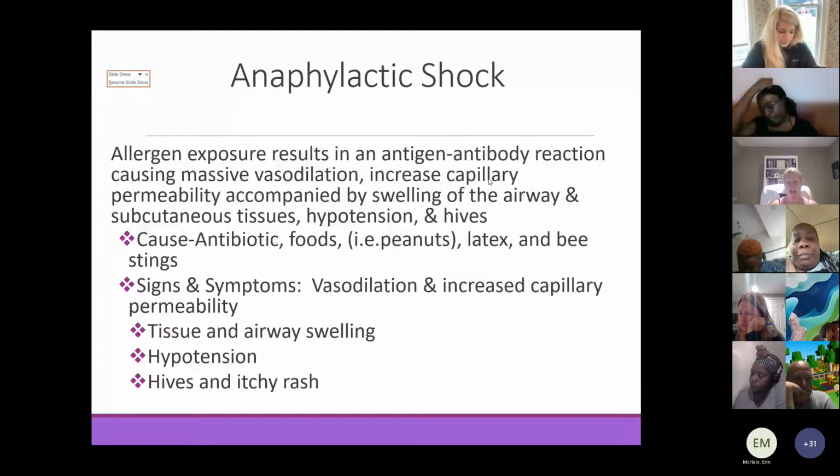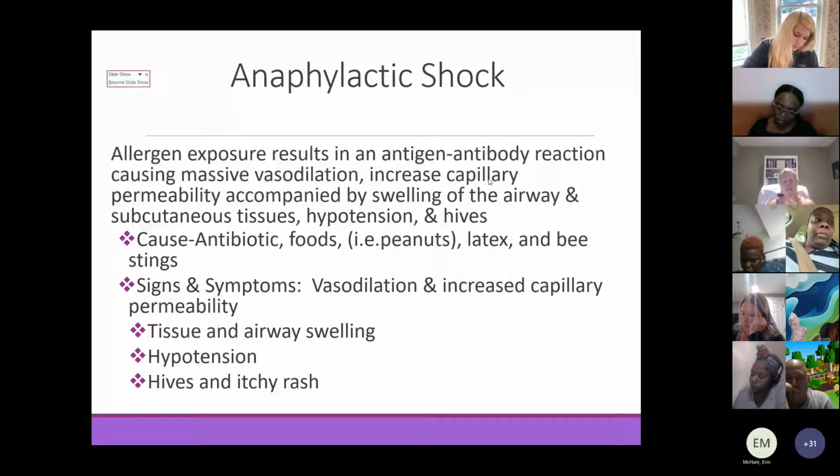So anything can cause anaphylactic shock. Obviously, foods is a big thing. Medications is another thing. Latex, people that are allergic to bees and spiders, things like that. So signs and symptoms: low blood pressure, because we're having that vasodilation. They may have hives, they may complain that they're itching, you may see a rash. You may not see anything on the outside, but they may complain that they're having difficulty breathing. So that's that tissue and airway swelling that's occurring inside that we really can't see. So definitely monitoring those vital signs, looking at O2, things like that.